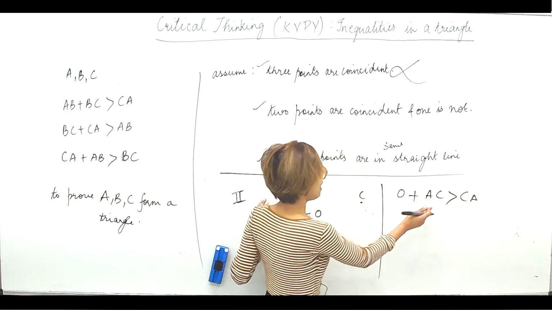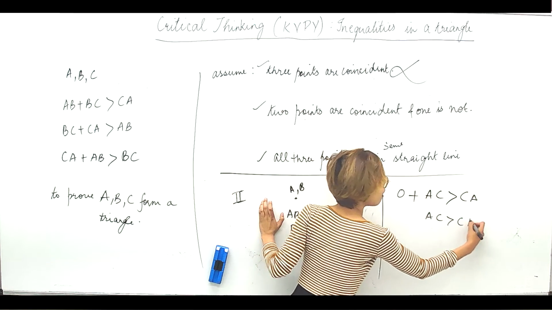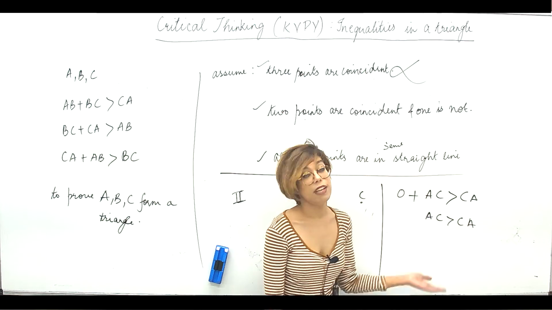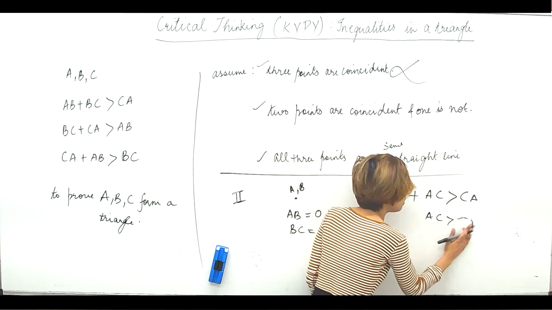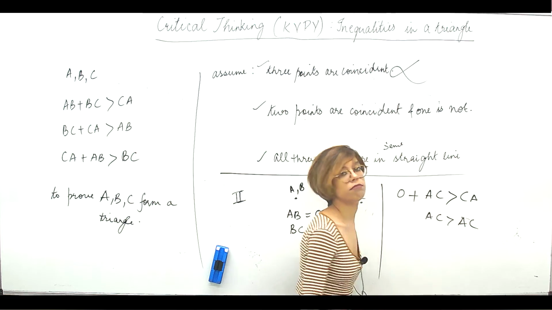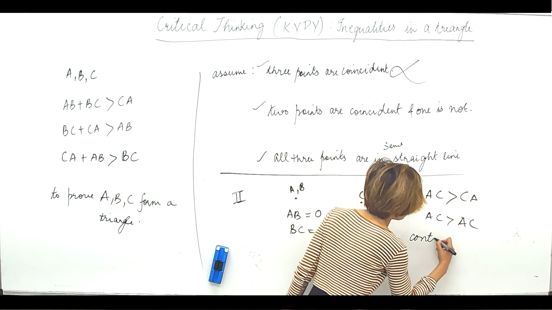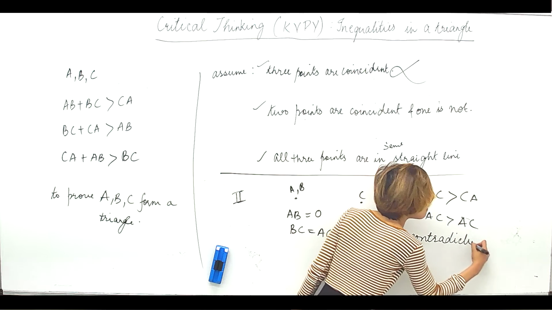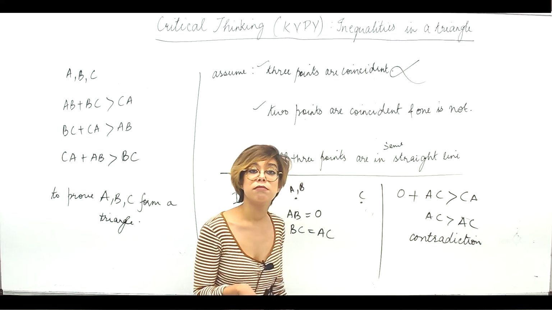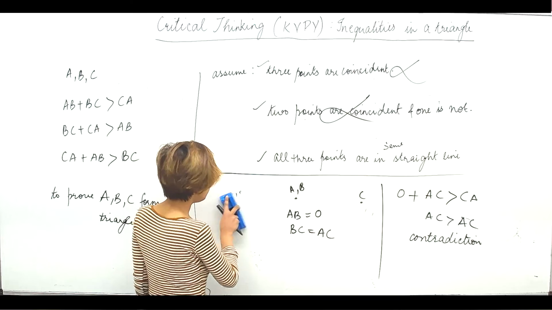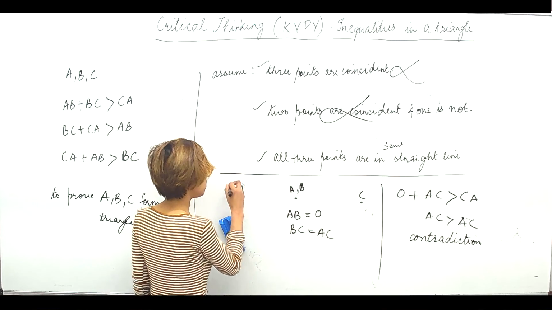Now, wait a second, AC greater than CA. Both are the same length, right? How can AC be greater than AC? Definitely, it is a contradiction. Again, in the second case as well, I have a contradiction. Let's move on to the third one, which is the most interesting one, we can say.